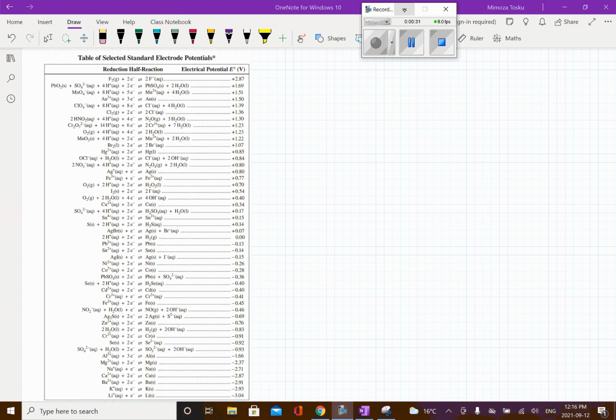Okay, so remember what we have said in terms of the OIL RIG. Oxidation is losing and reduction is gaining. Whatever element is losing becomes a reducing agent, and whatever element is gaining becomes the oxidizing agent. I remember this all the time when we are working with pretty much everything in electrochemistry.